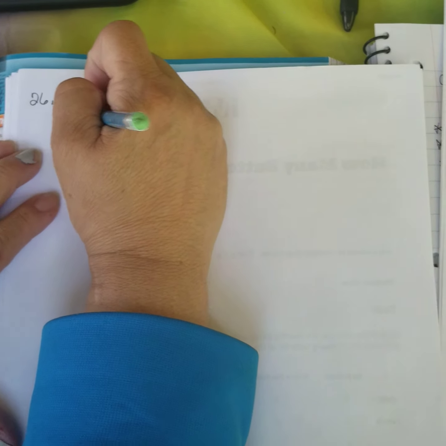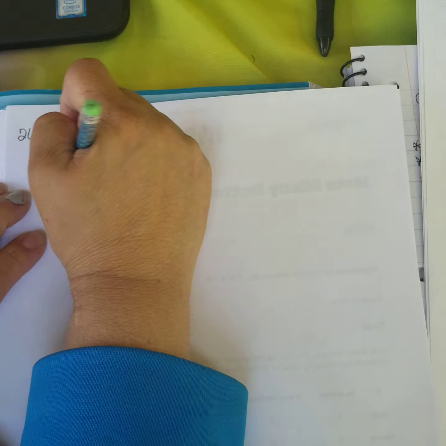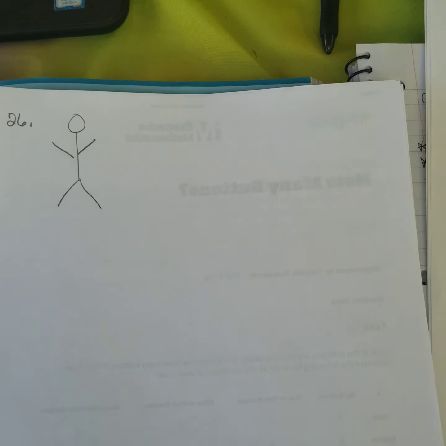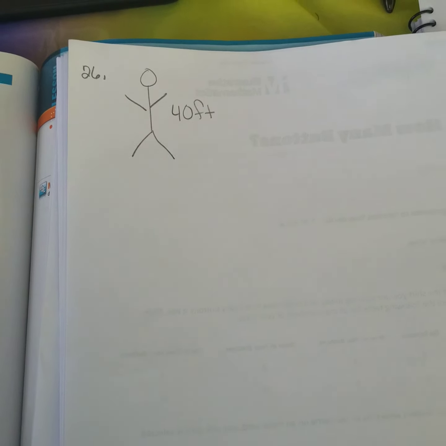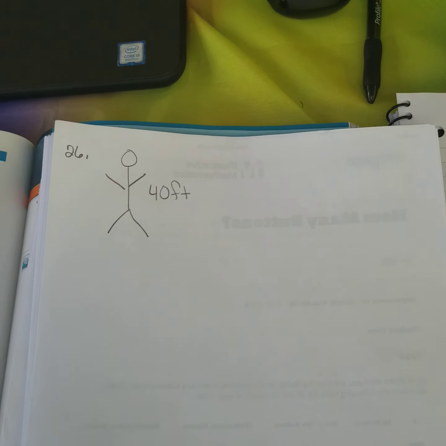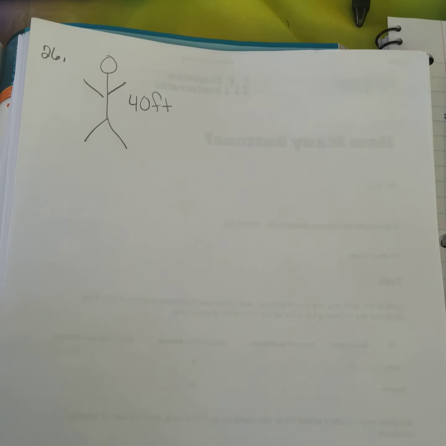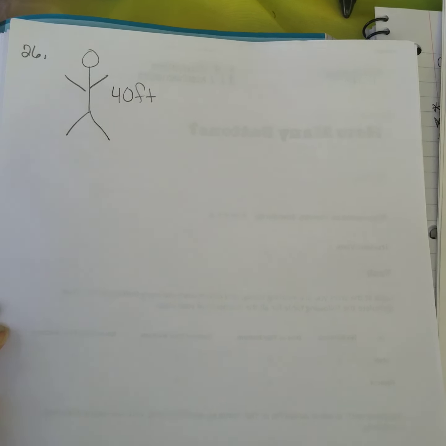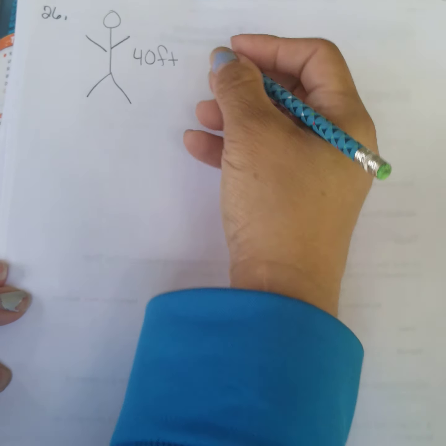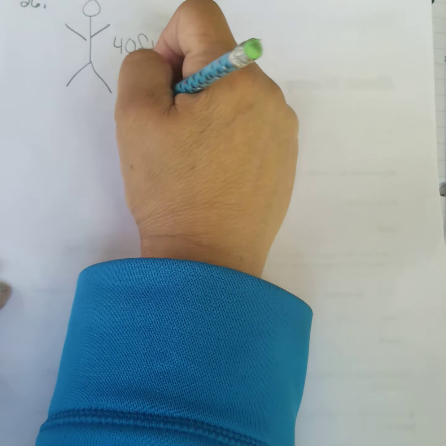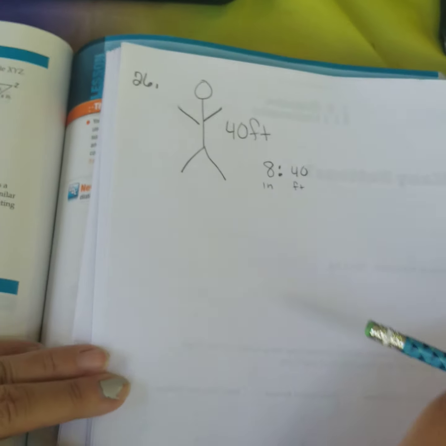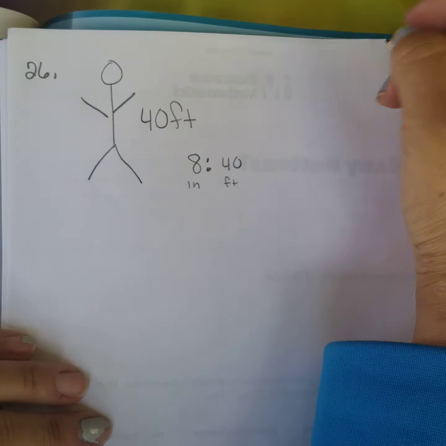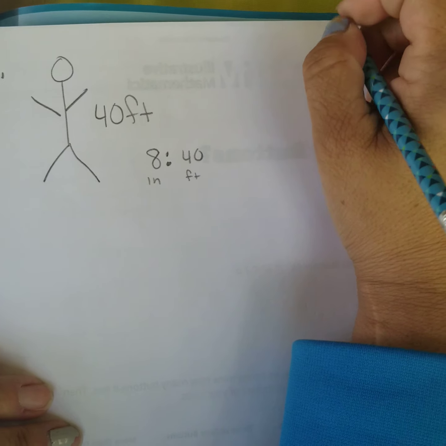All right, so here is our picture, and don't laugh at my picture, because you know I can't draw. So there is my picture of Zeus, and he's actually 40 feet tall. But they have him at a scale of 8 inches. So we have to turn feet into inches because you cannot do a ratio for 8 inches to 40 feet. It has to be the same unit of measure.